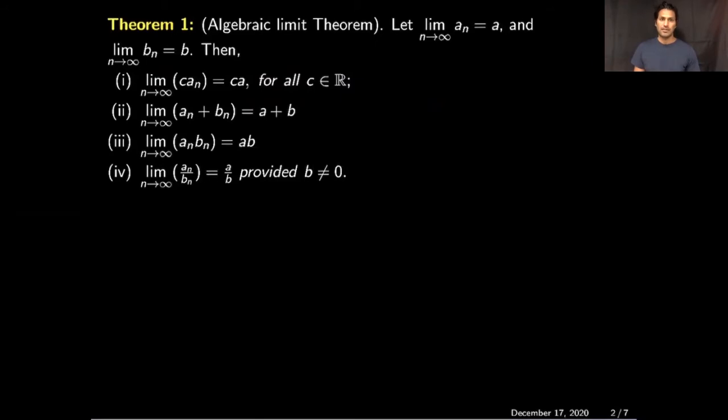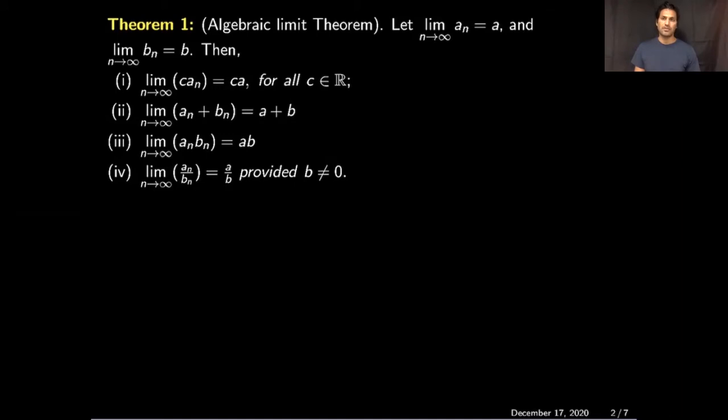That is, the limit of the sequence c·a_n, the scalar multiplication of c by the sequence a_n, is equal to c·a, or in other words, the scalar multiplication of c by a. Then the limit of the sum of the two sequences is equal to the sum of their limits. Similarly, the limit of the product of two sequences is equal to the product of their limits. And the same is true for division also.